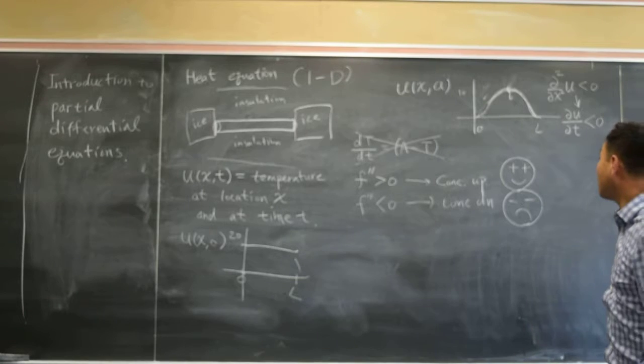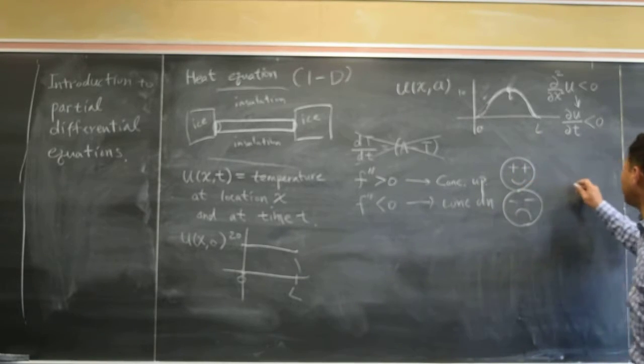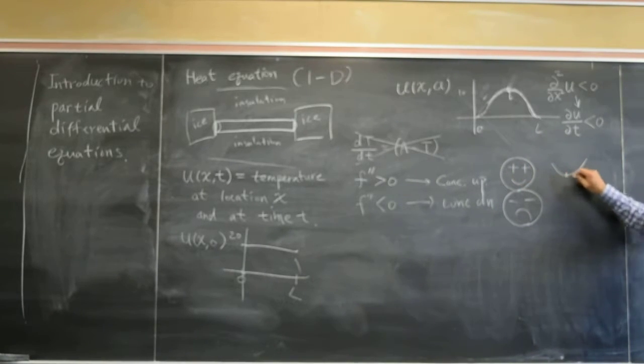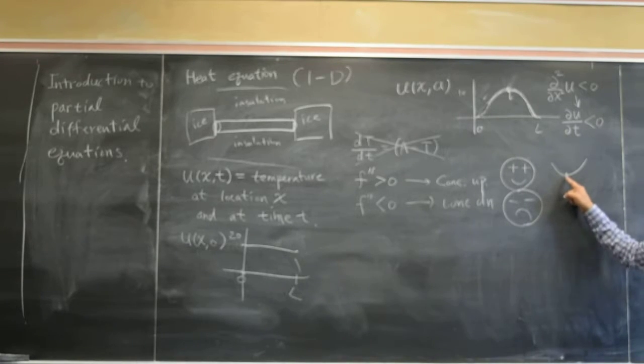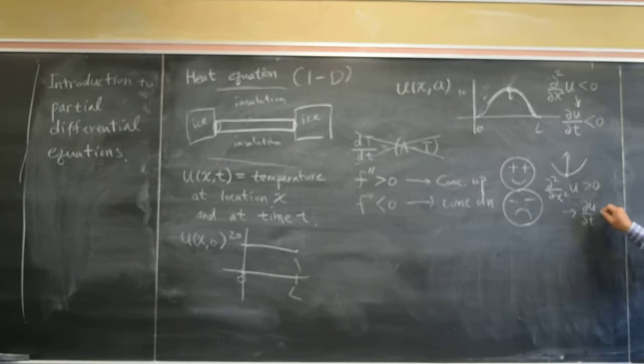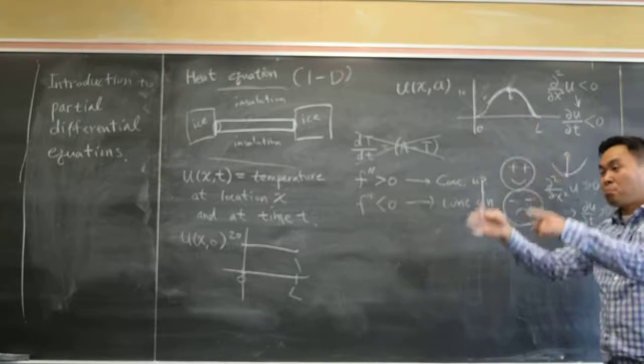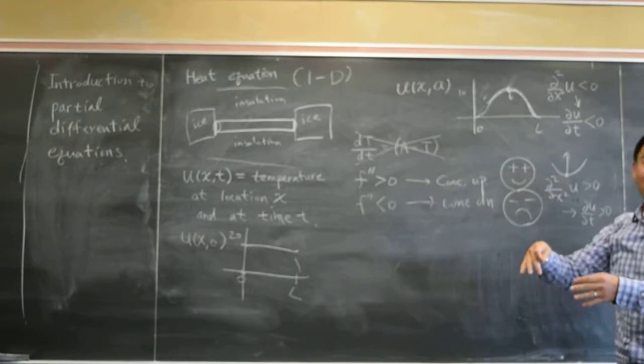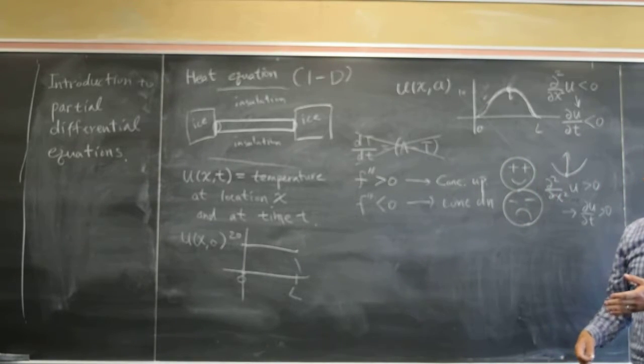Now think about the other case. What if it was like this? If the temperature distribution is like this, at this point, would you expect the heat to go up or down? It will go up, right? So if the second partial with respect to x of u is positive, then you would expect ∂u/∂t to also be positive. Not only that, doesn't it make sense that the more bended it is, the faster the change of temperature would be? Does that make sense?